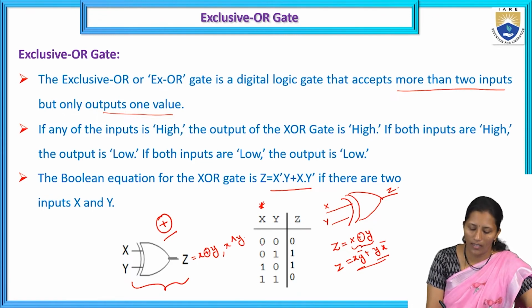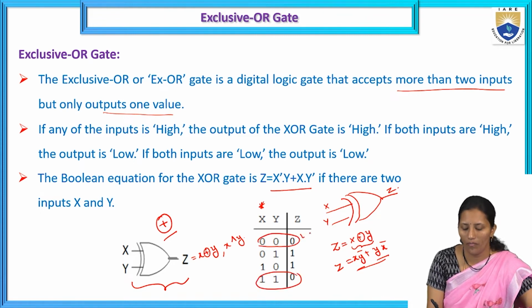If both inputs are the same, then we get the output 0. If the inputs are different values, logic 0 and logic 1, or logic 1 and logic 0, then we get the output 1. So for 0, 0, the output is 0. For 0, 1, the output is 1. For 1, 0, the output is 1. For 1, 1, the output is 0.